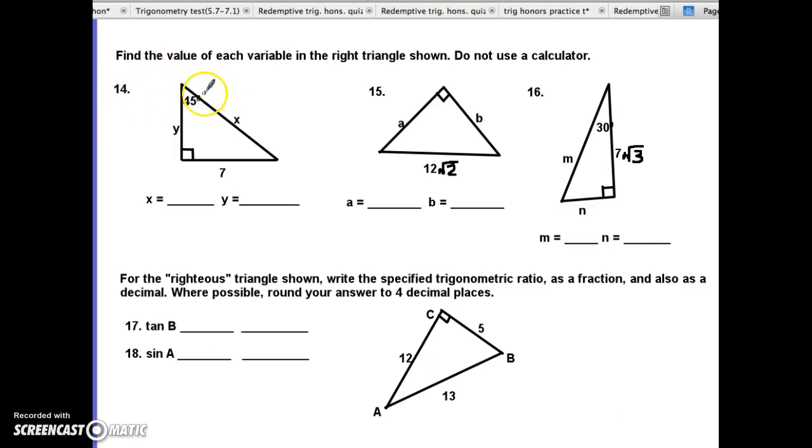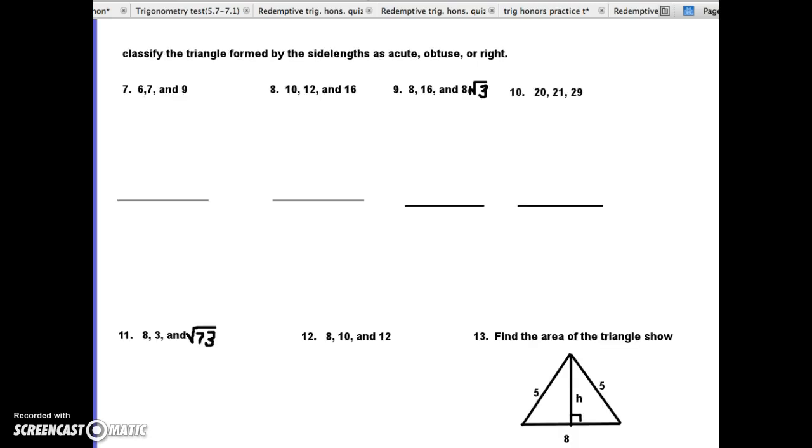Now, for numbers 14, 15, and 16, I think I might have skipped a page. Let me go back. Yeah, here's a page I skipped. I think I reviewed this with most of you. Let me just do one of these as a reminder. Classify the triangle by the side lengths as acute, obtuse, or right.